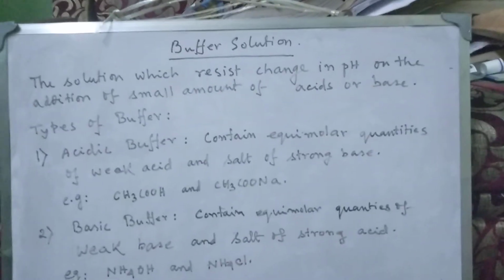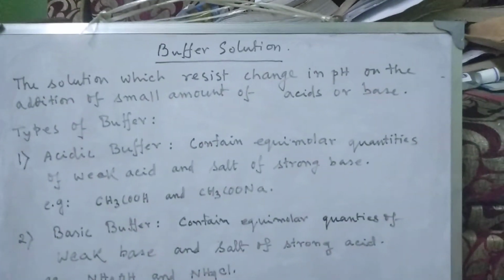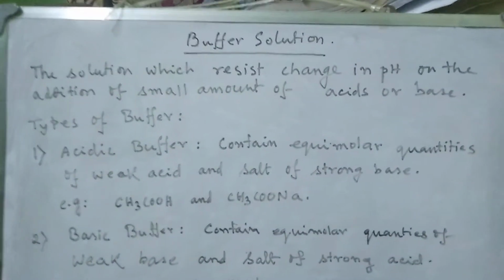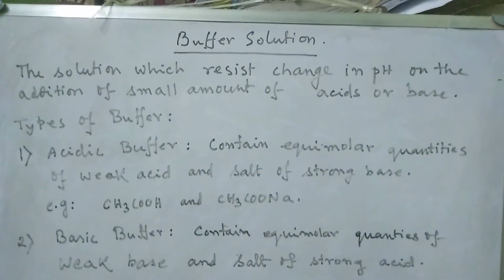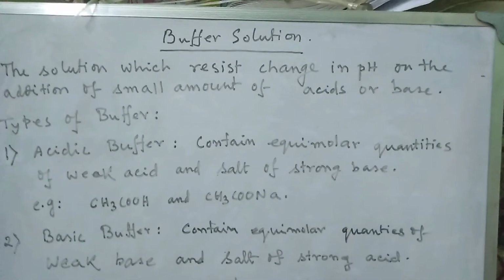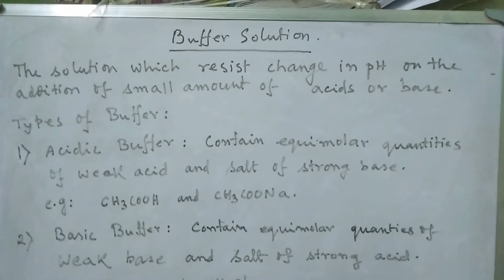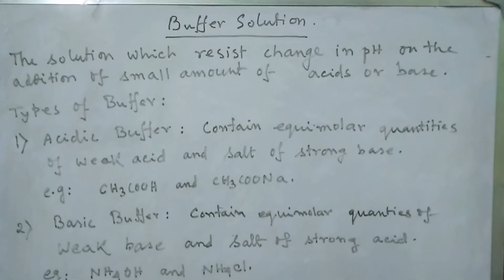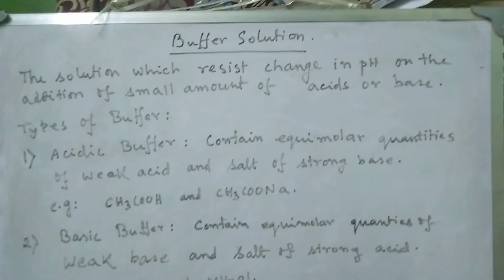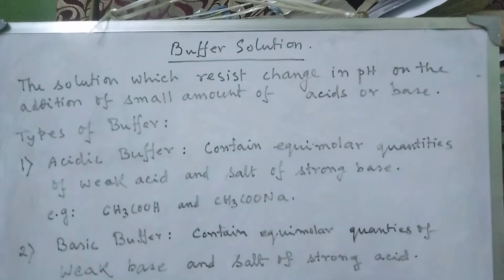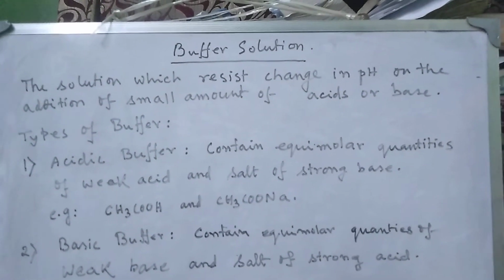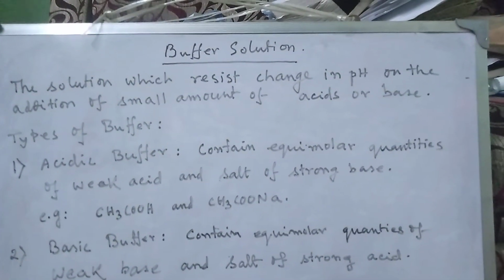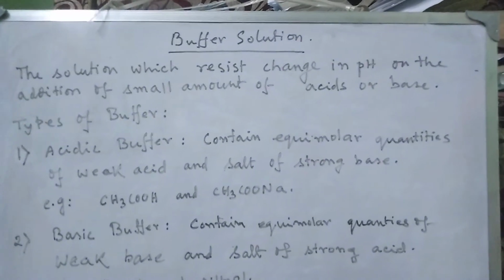Dear students of class 11, today's topic is from ionic equilibrium: buffer solution. What is a buffer solution? The solution which resists the change in pH on the addition of a small amount of acids or bases is called a buffer solution. That means the solution, on addition of a small amount of acid or base, will not change its pH. Blood is one of the most common examples of a buffer solution.